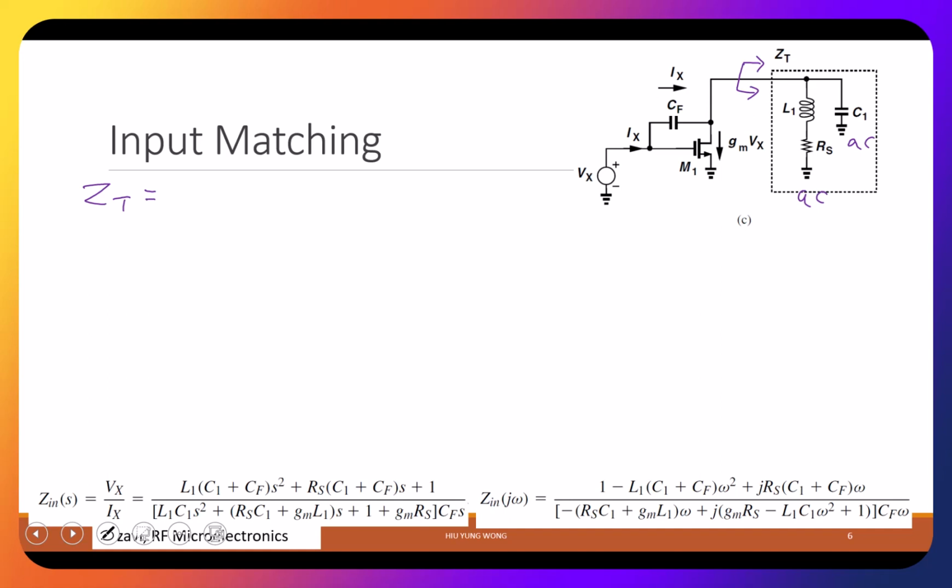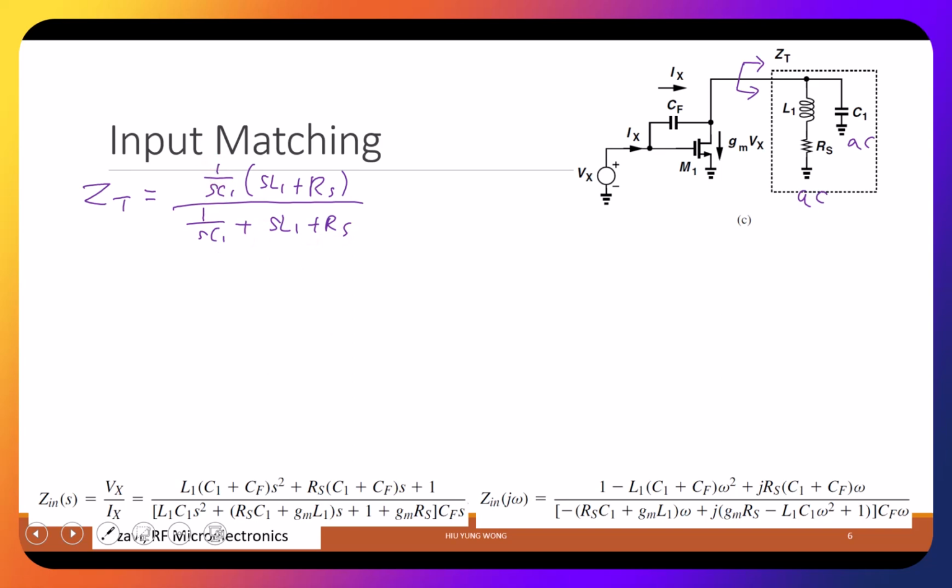You see that it's a capacitor in parallel with L1, which is in series with RS, right? When you have two parallel resistances, it is R1 times R2 divided by R1 plus R2. But now it's the frequency domain, so how do we write it? It will be 1 over SC1, this is the first impedance, times SL1 plus RS, divided by 1 over SC1 plus SL1 plus RS.